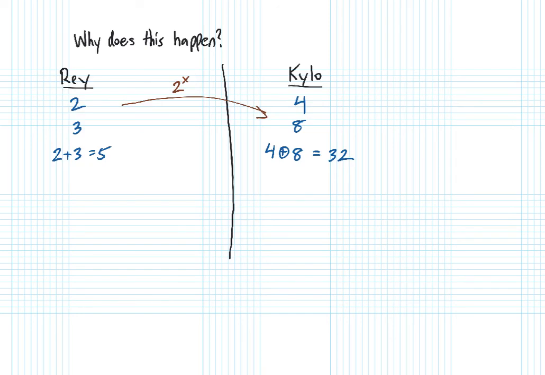So what's kind of neat here is that we're seeing that it's not just the numbers that are changing as you go from Ray's perspective to Kylo's perspective. The operations, like addition and multiplication, are also changing. And when you do that, the properties of those operations, like distributivity, associativity, and so on, those properties will hold equally well from Kylo's perspective as they did from Ray's perspective.